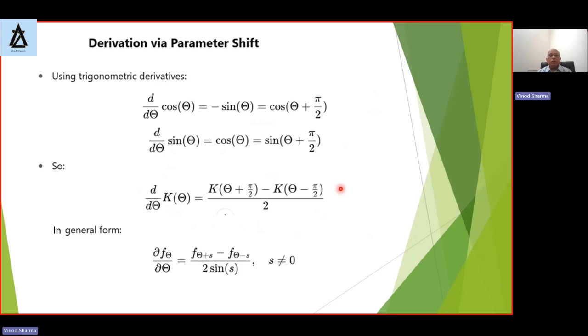In the general form, instead of writing this derivative with theta plus pi by 2, you can in fact show that this more generally can be written as the partial derivative of f with respect to theta equals f of theta plus s minus f of theta minus s, divided by 2 sine s. This becomes a special case in that case. And here s is not equal to 0, otherwise the denominator is going to become 0. So we can write this gradient of f with respect to theta in this form.